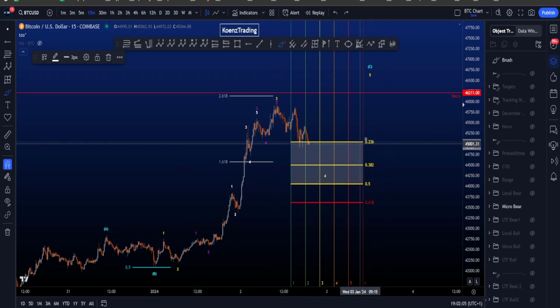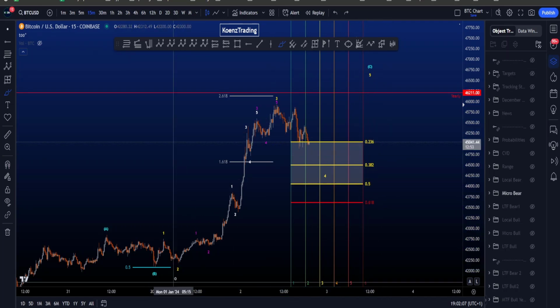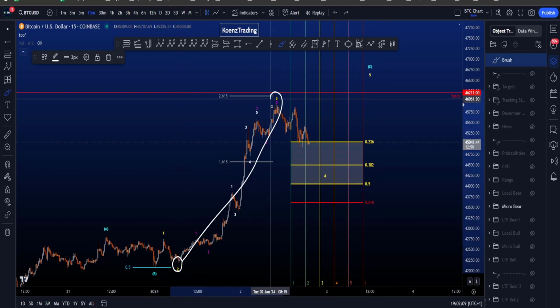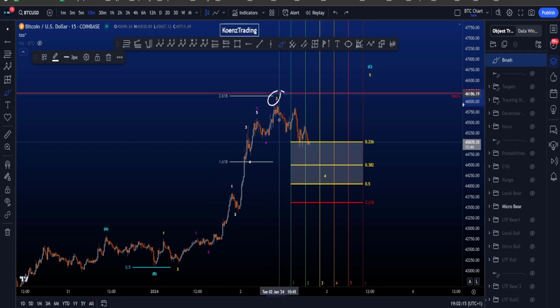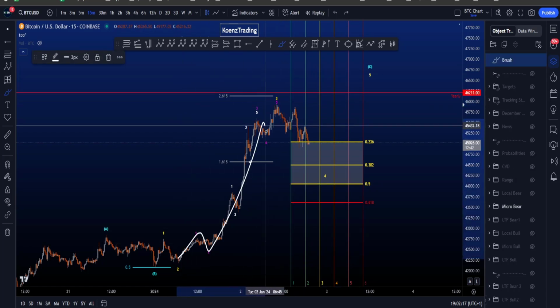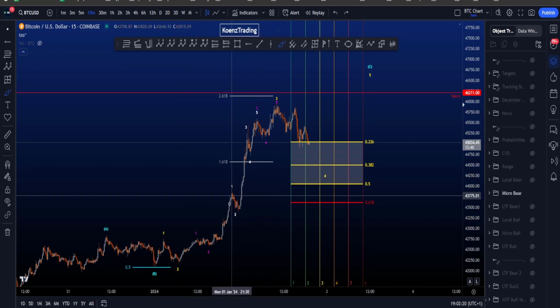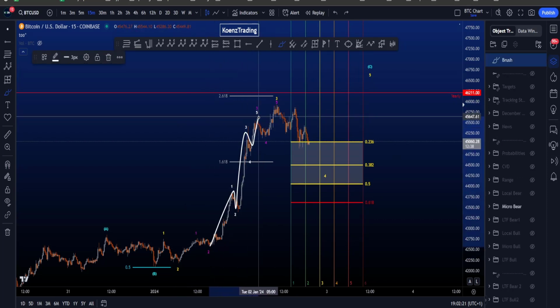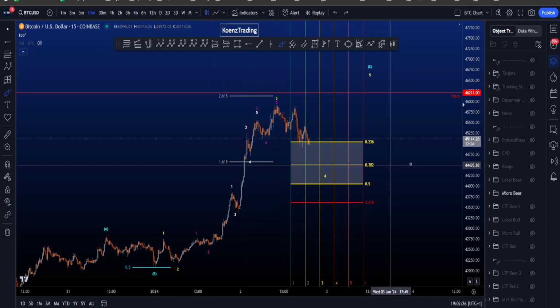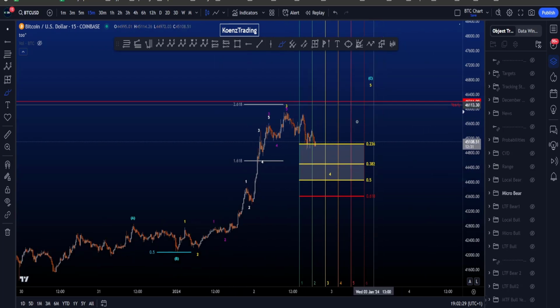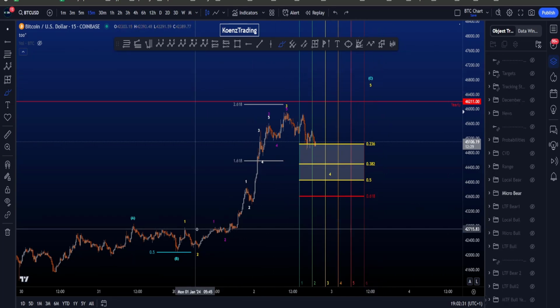Target area for this yellow wave 4 is the 0.236 to the 0.5, taken from the low of 2 to the high of 3, which is between 45k and 44k. And then inside this yellow wave 3, we have the purple 1, 2, 3, 4, 5. And then inside the purple wave 3, we have 1, 2, 3, 4, 5. Most commonly, wave 3 is the most extended wave. Now, what is not too nice for this scenario is that this wave C is very, very extended.